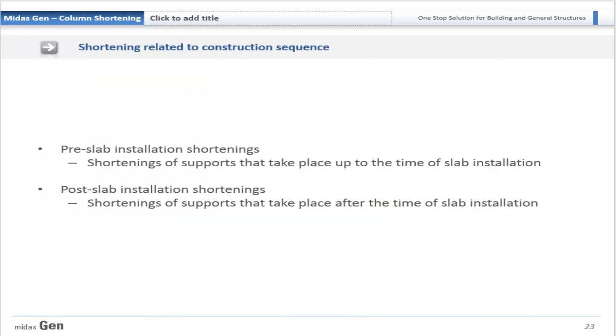Overall, there are two shortening results. One is pre-slab installation shortening, which is shortening that takes place up to the time of slab installation, and the other is the post-slab installation shortening, which is the shortening of supports that takes place after the time of slab installation.